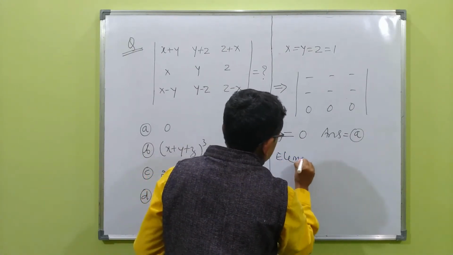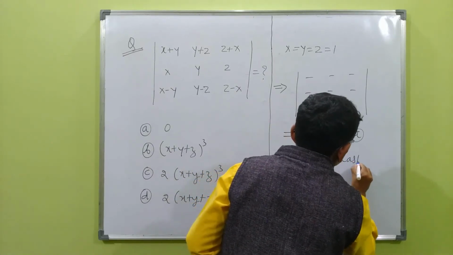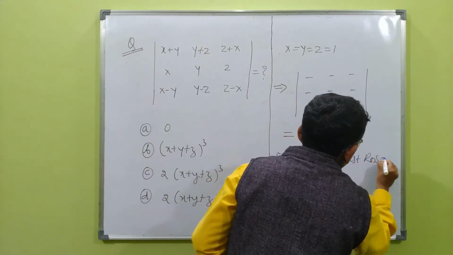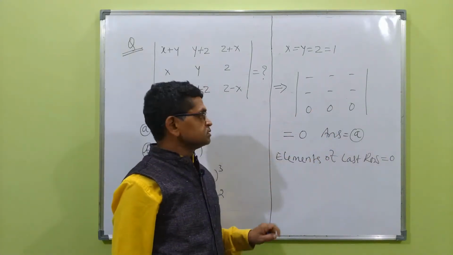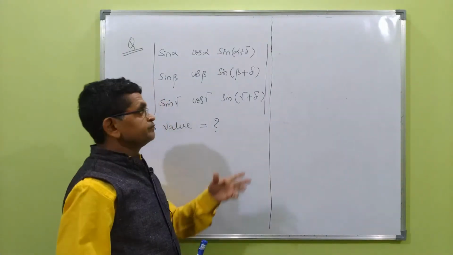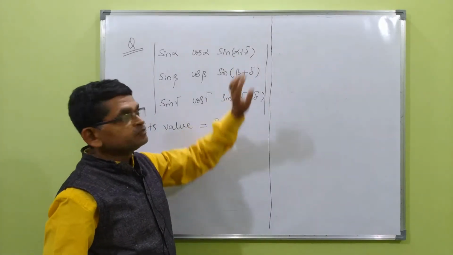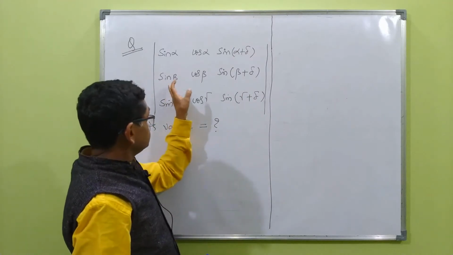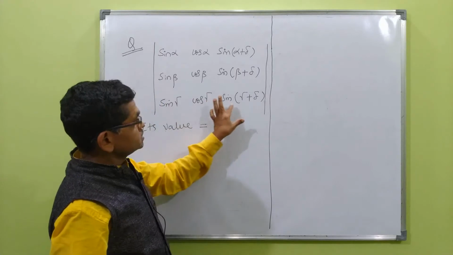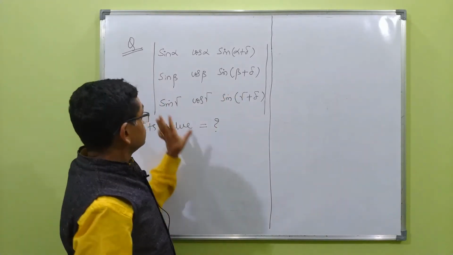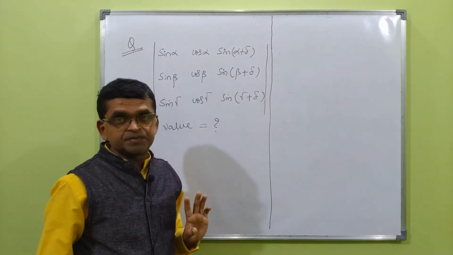Elements of the last row are 0, so the value of the determinant is also 0. See here, this determinant: sin alpha, cos alpha, sin alpha plus delta; sin beta, cos beta, sin beta plus delta; and sin gamma, cos gamma, sin gamma plus delta. The value of this determinant is, I did not write the options.